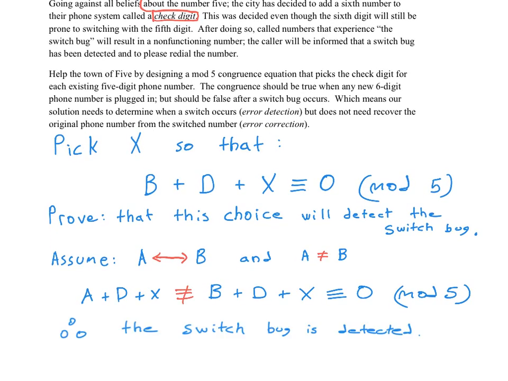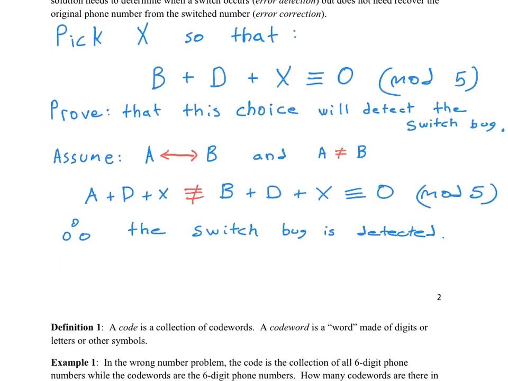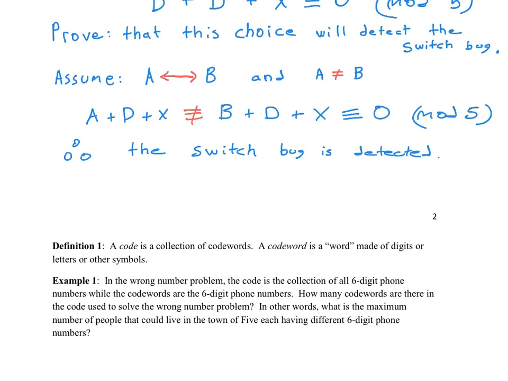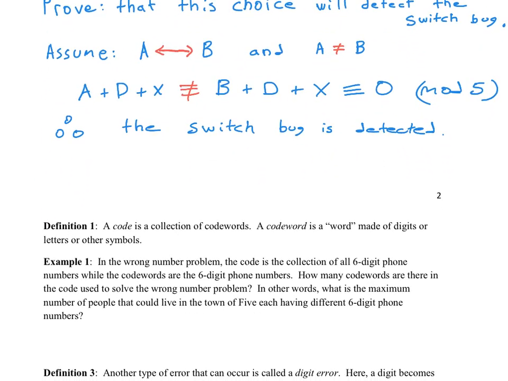Okay, so before we finish up this video, I want to give some definitions of coding theory. The very most important definition that you can talk about is what is a code. So a code is a collection of code words. Okay, wait a second, what is a code word? So a code word is a word made of digits or letters or other symbols.